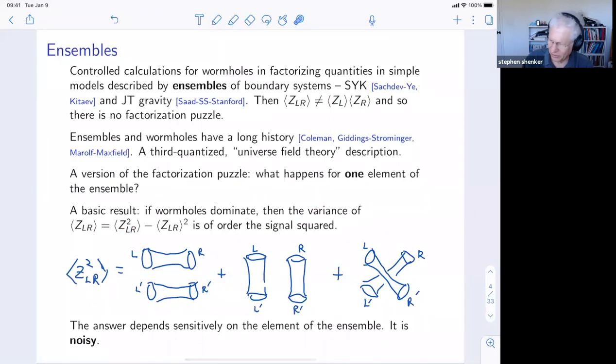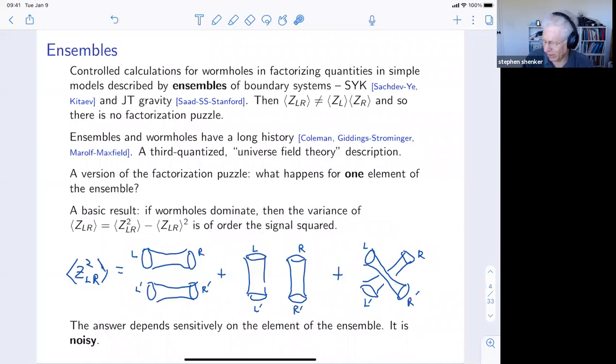In the bulk, it's easy to see. You compute the square of this combined system by doubling. Here's the L, R boundaries, and you have a doubled auxiliary set, L prime and R prime. And then you draw the geometries that link them together. Well, there is the original signal, LR. There's the same thing. So this is the signal squared. But then there are other ways to connect these boundaries. You can connect L to L prime and R to R prime, or this cross diagram. These look a lot like Wick contractions. And in fact, there's a close parallel.